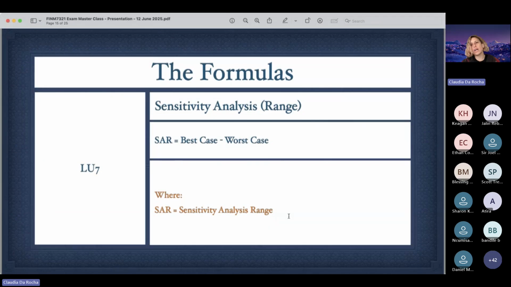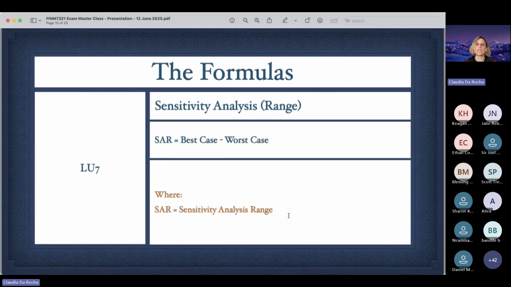Then in terms of the other concepts in learning unit 7, you've also got what we call sensitivity analysis and other concepts. We've also got scenario analysis. Okay, so I do need to just update this. It's actually meant to say scenario analysis. I will just make sure the slides are updated. With sensitivity analysis, it's more just for you to understand, but scenario analysis is where we need to look at the best case and the worst case.